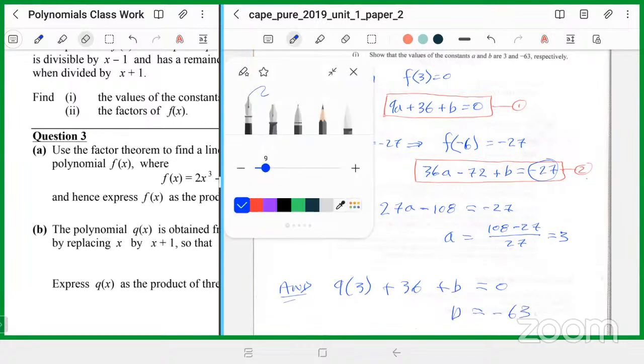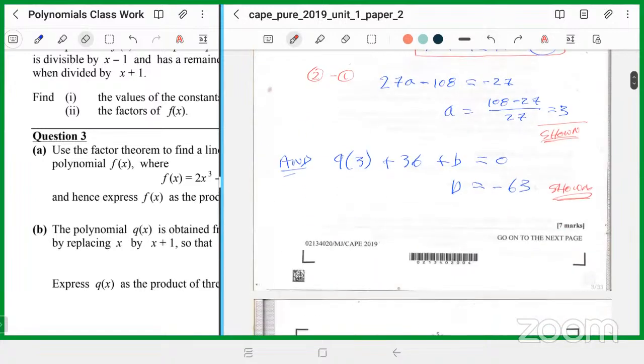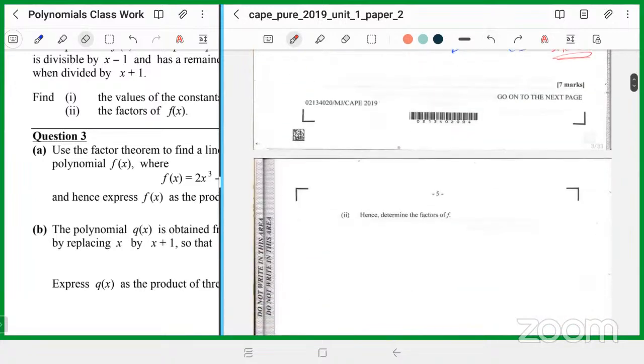So each of them were shown. This was shown to be true, and this was shown to be true, because this was a prove it question. That's part A. What's part B? Part 2 says, hence determine the factors.